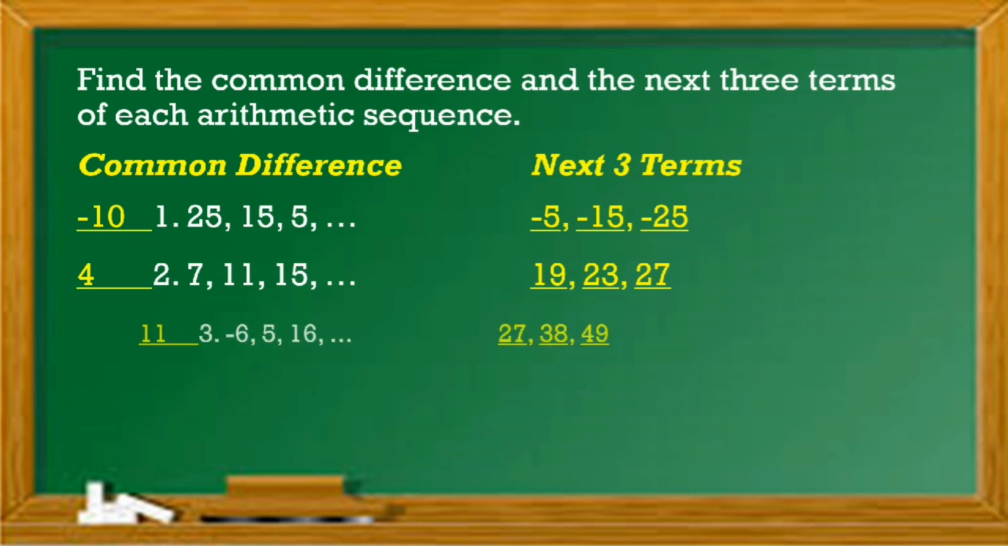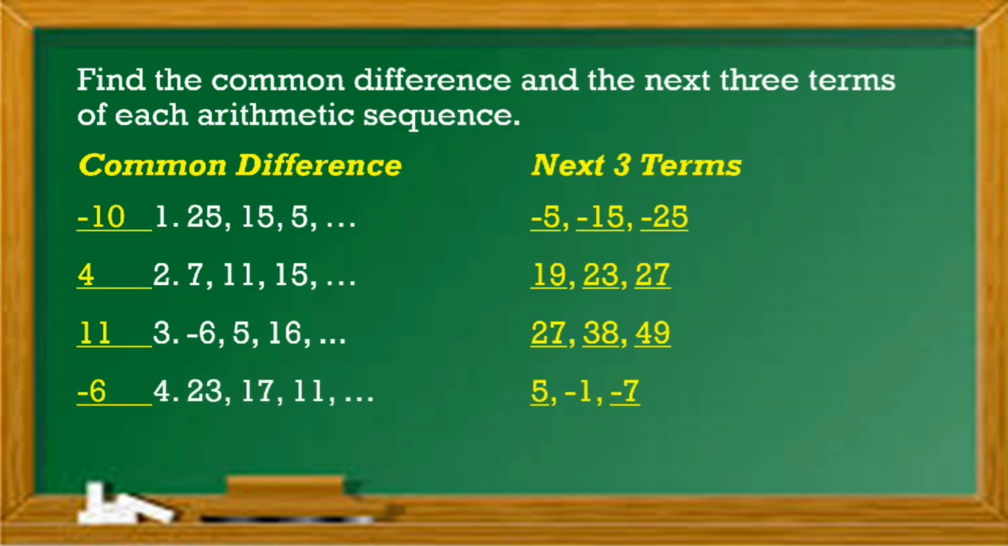Good job. For number 3, we have the common difference 11. Next three terms are 27, 38, and 49. And for number 4, we have the common difference negative 6. The next three terms are 5, negative 1, and negative 7. And the last but not the least, we have the common difference 10 for number 5. And the next three terms are negative 60, negative 50, and negative 40.